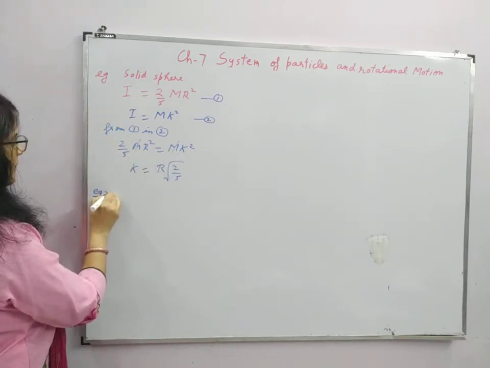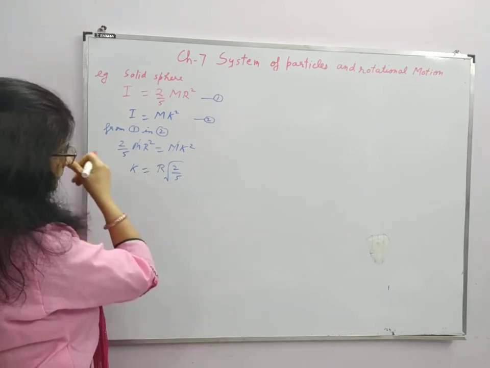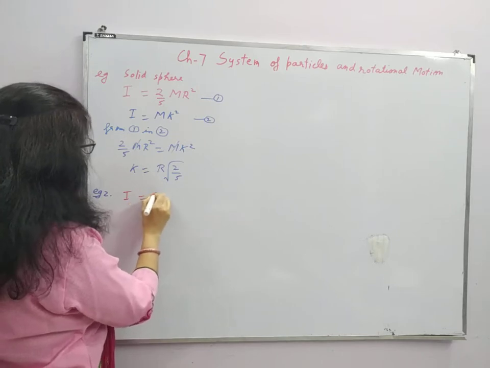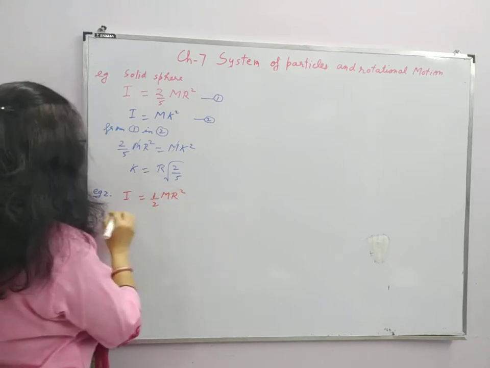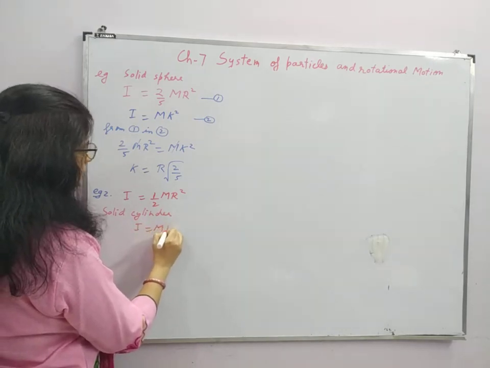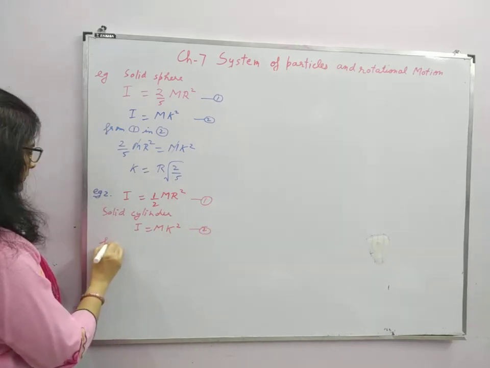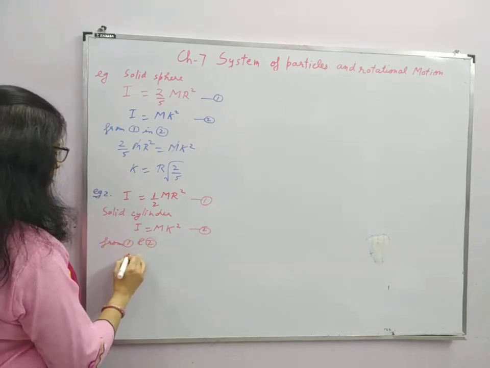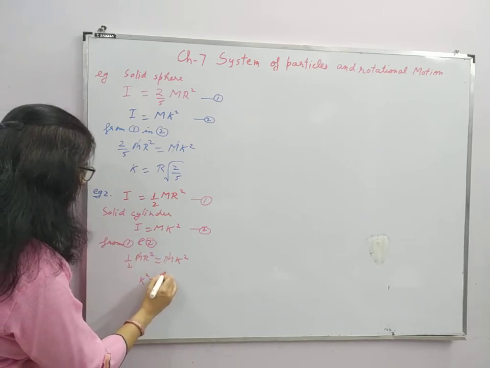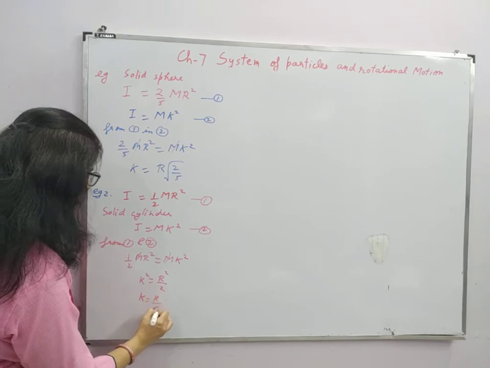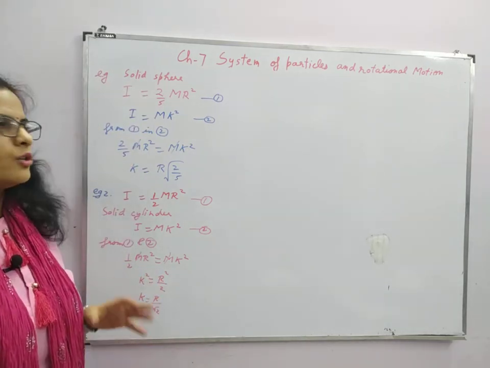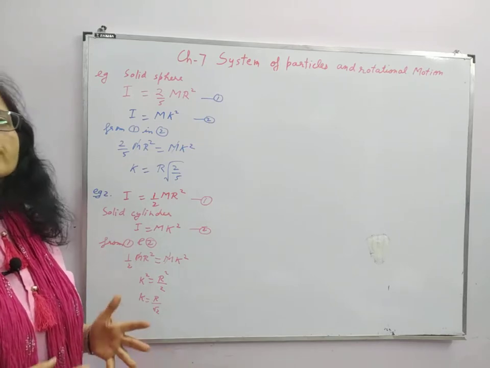So let's take another example, the moment of inertia of a solid cylinder. For solid cylinder, we will again write this formula. From 1 and 2, half m r square is equal to m k square. So this will be cancelled. So k square is equal to r square upon 2, or k is equal to r by root 2. I think there is no need for much discussion over here. If you know the moment of inertia values of standard bodies, you can find the radius of gyration value for those bodies. So that's all for now.